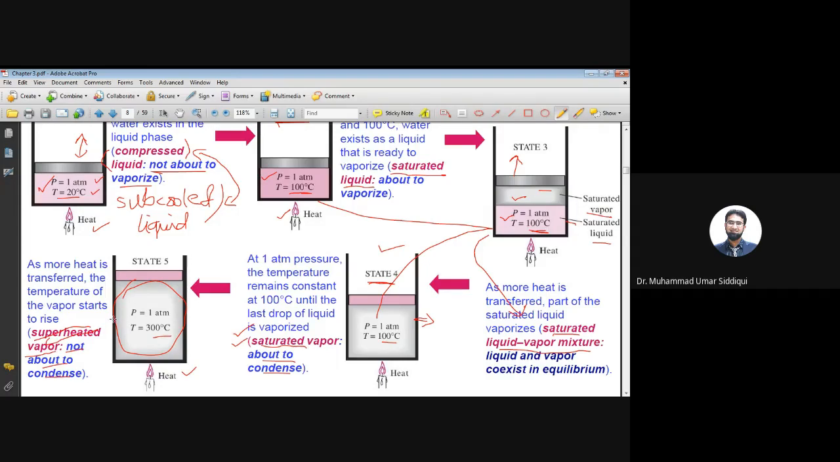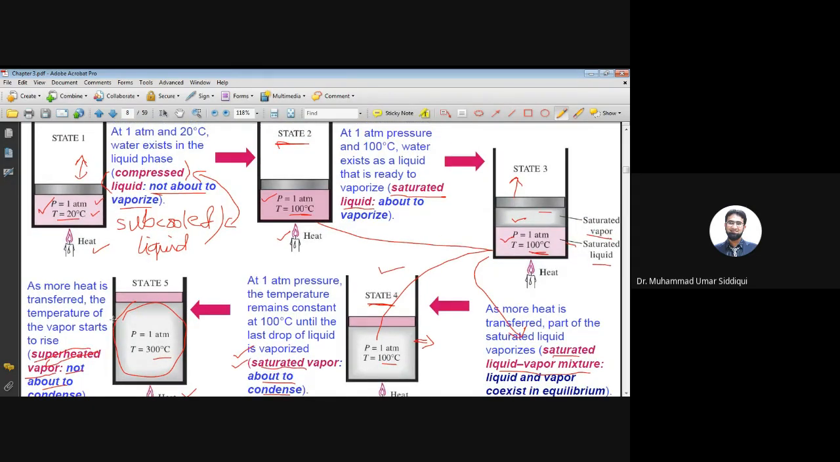Do you understand these 5 states or not? Yes, sir. So I'm going to summarize it. Initially, it was liquid, but when you heat it, it will still remain liquid, but its temperature is going to rise. This is known as compressed liquid or subcooled liquid. Then a state comes when it is liquid, but if you heat it slightly, it will start vaporizing. And this is known as saturated liquid because it is still liquid. Then a state comes where you have liquid and vapor both present at the same time. This is known as saturated liquid vapor mixture.